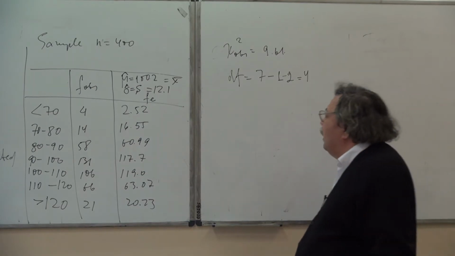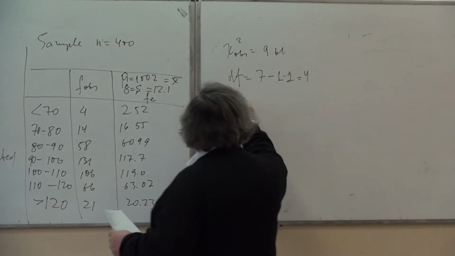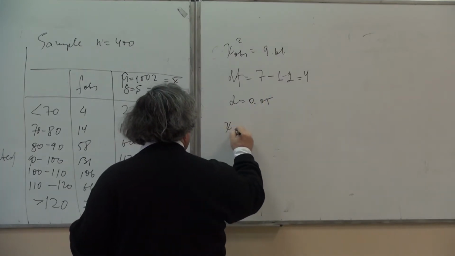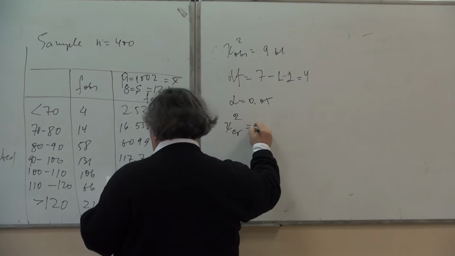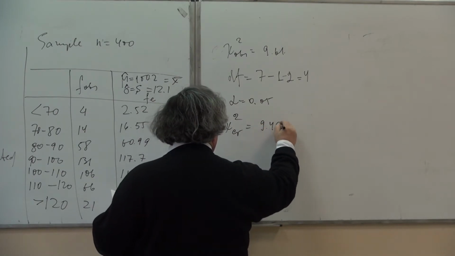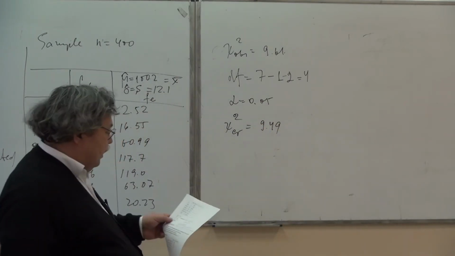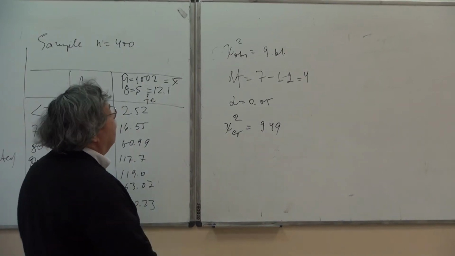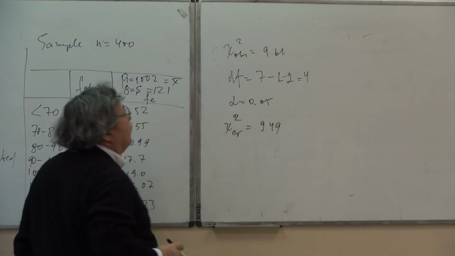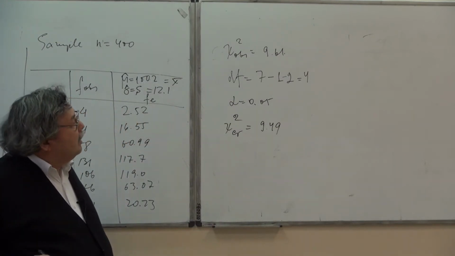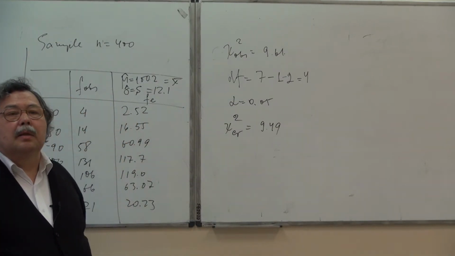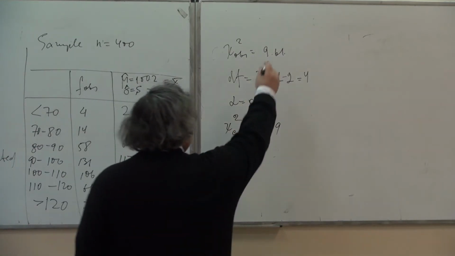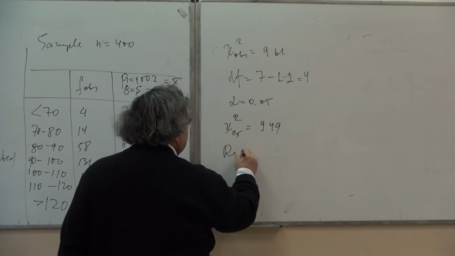Okay. Well, and introducing this significance level, we find this value for chi-square critical. Okay. All right. Look at this. The value of chi-squared observed is very close to chi-squared critical, but it's larger actually. And because this one is larger than that, the answer is this.